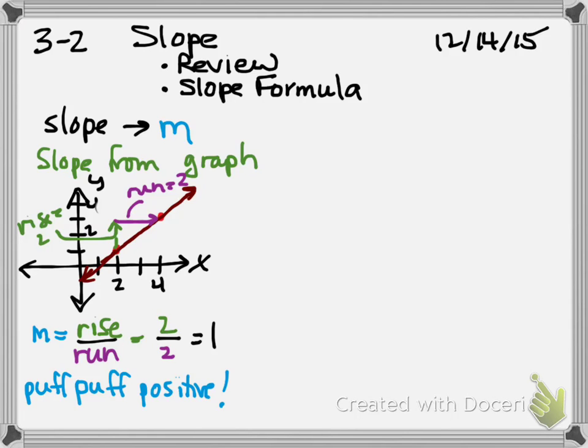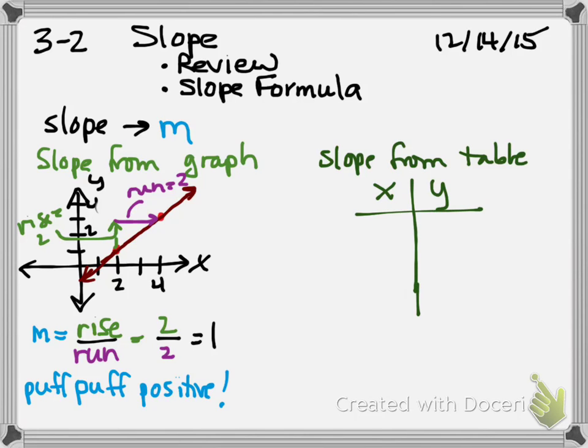Okay, so let's look at it from a chart. Or table, let's call it a table. And basically, when we're doing it from a table, you guys did this when you were doing rate of change problems. That's all we're doing is a rate of change problem. So all that the table does is it lists multiple x's and y's.